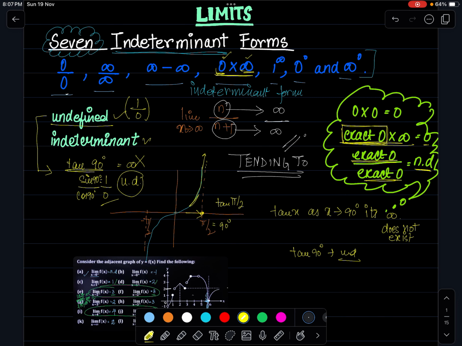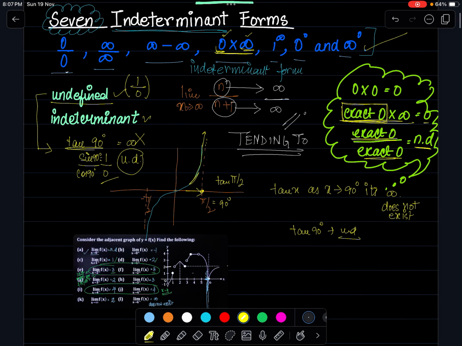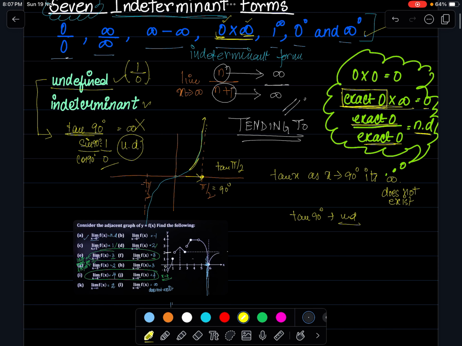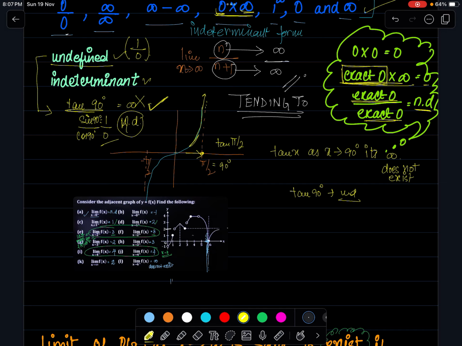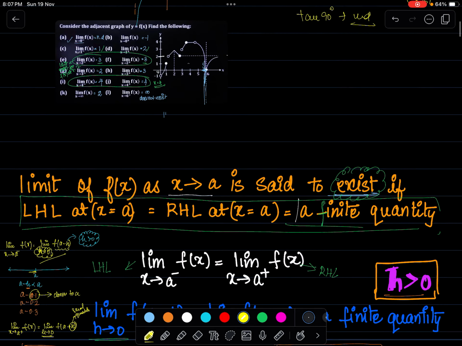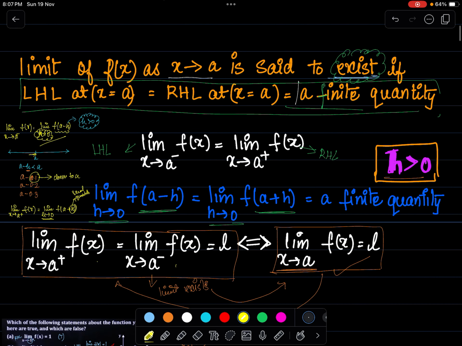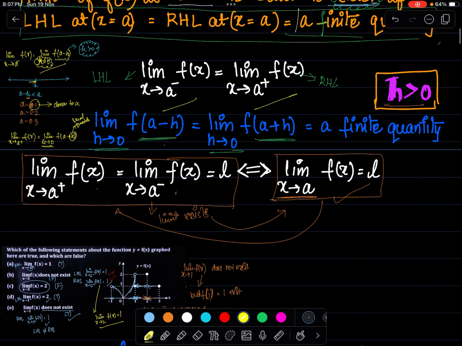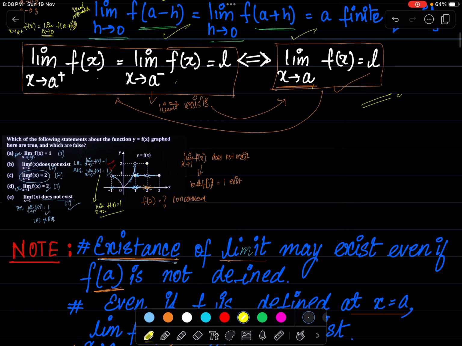We learned the 7 indeterminate forms. We also learned the difference between undefined and indeterminate. Also we recalled that tan 90 is not defined. Then we came across a graph problem for which we found the right hand and left hand limit for both. And then we wrote how to represent left hand and right hand limit, and also how to represent them in terms of h. And then we came to this conclusion, which is a vice versa statement, where the limit exists, how we can write it in left hand and right hand limit form, and how without plus or minus.